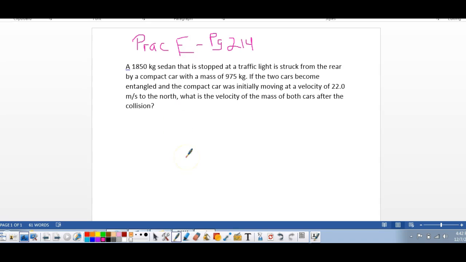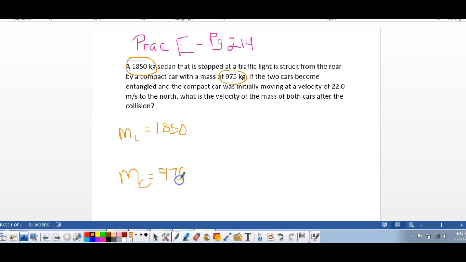So here in this problem we have a 1850 kilogram sedan that is stopped at a traffic light. So it's sitting there not moving, and it's struck in the back by a compact car, and this has a mass of 975. So the large car is 1850, the small car 975. So let's write that. Mass of luxury 1850, and then mass of compact is 975. Both are kilograms.